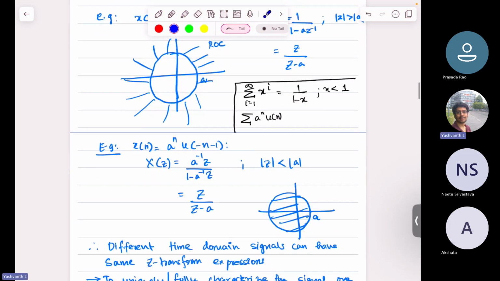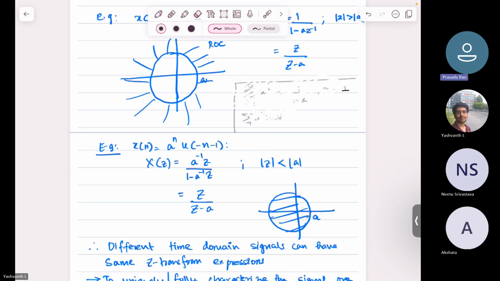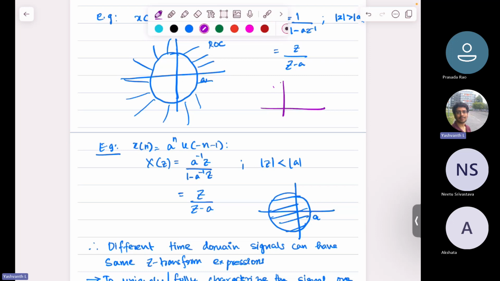So basically what I'm saying is as follows. Let me erase this. So you see this, this is my u of n. It includes 0. But now if I write u of minus n, it will be like this. That also will include 0.